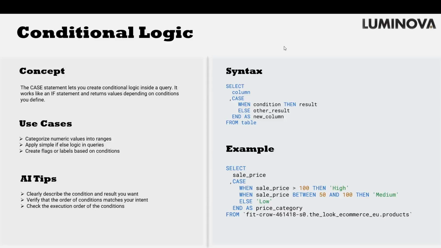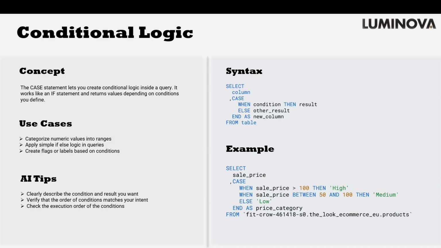In SQL, sometimes you need more than just pulling data directly from a column. You need to add logic, and that is where the case statement comes in. Case lets you build conditional logic inside your query, almost like an if-else statement in programming. It evaluates conditions in order and returns a result based on the first condition that matches. This means you can categorize, group, or label your data on the fly without changing the underlying table.